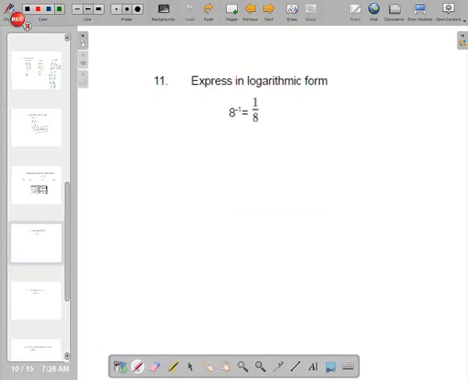Logarithm form. Here we have a base 8 exponent, so we need to write a base 8 logarithm. 8 to the negative first equals 1/8, so now we have it rewritten.